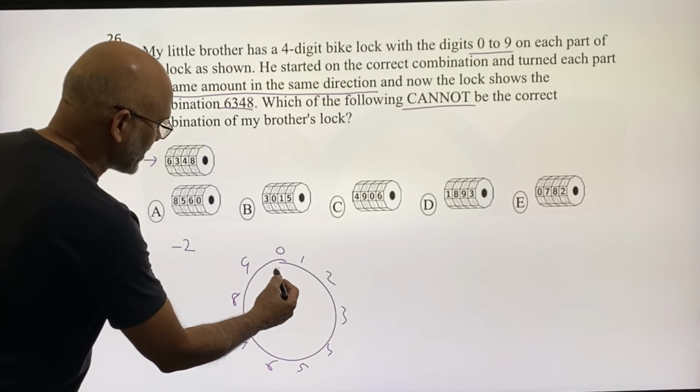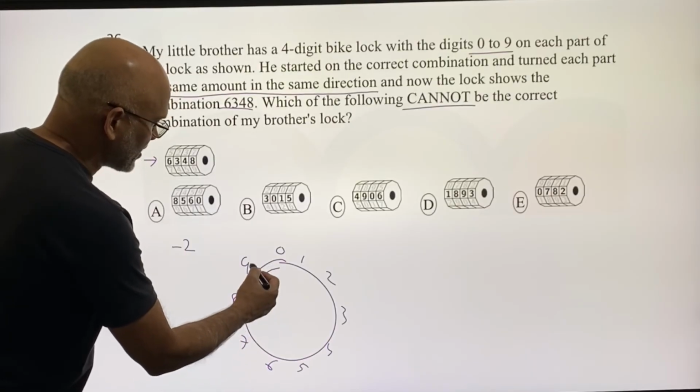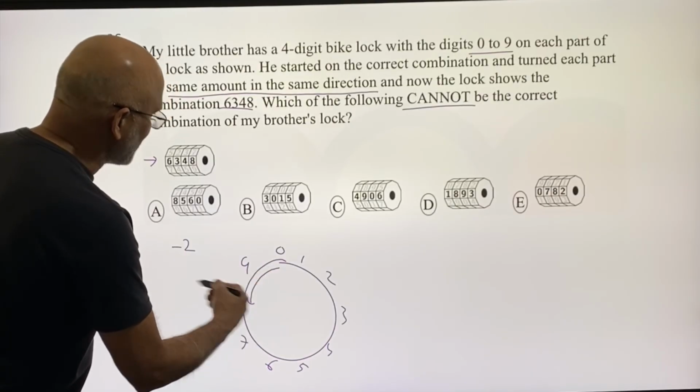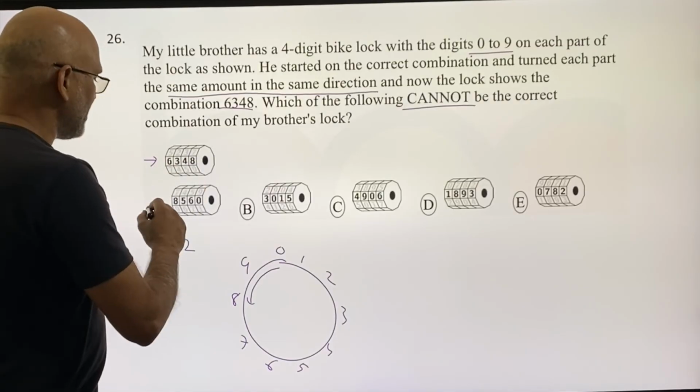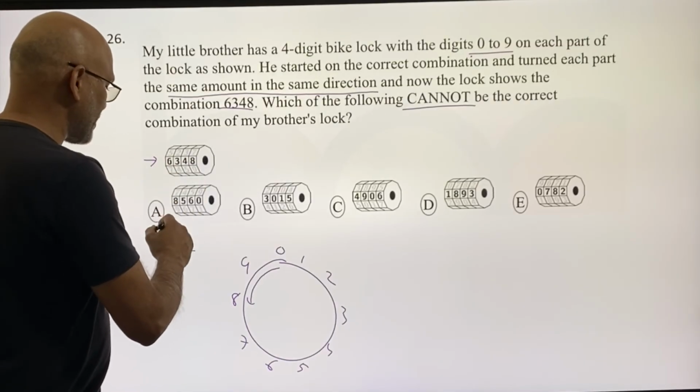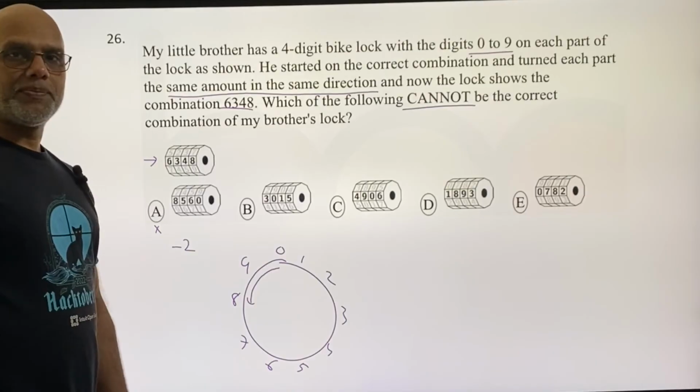Minus means I'm coming this way, right? So minus 1 is 9, minus 2 is 8. So yes, I can get combination A. So this cannot be the correct answer.